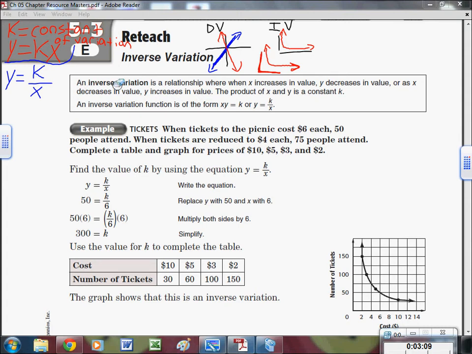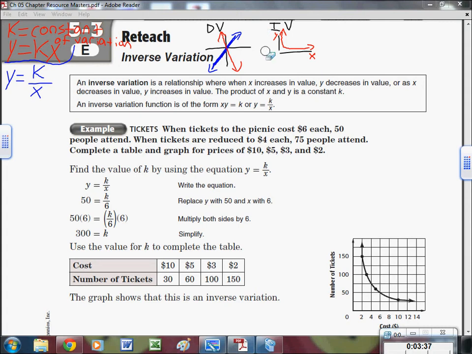Now, their description isn't bad. It's just lacking a little bit, so we're going to clarify a little bit more. Let's see what they say. Taking a quick glance at my graph up here, remember that this is your y-axis and this is your x-axis. They said inverse variation is a relationship where when x increases in value, meaning as we go this way, y decreases. Well, that makes sense.